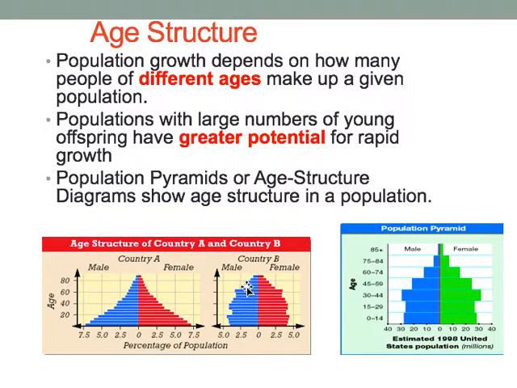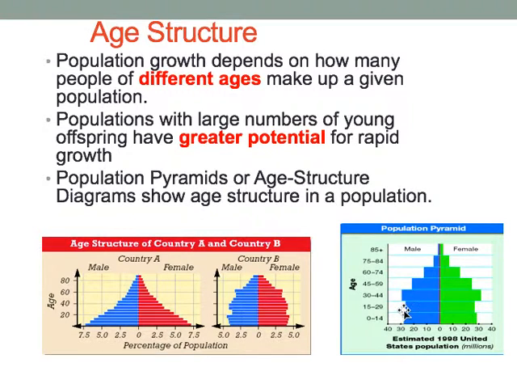This is going to be a more industrialized nation here. We have less growth rate in an industrialized nation because we have less children. Though we may have a lot of children in a population in a third world country, they aren't going to survive as easily as in an industrialized population.